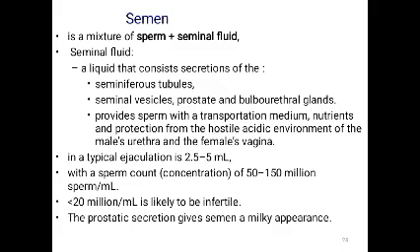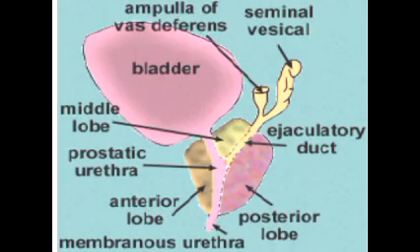The prostatic secretion gives semen a milky appearance. This is a diagram: ampulla of vas deferens, seminal vesicles, bladder, middle lobe, ejaculatory duct, prostatic urethra, anterior lobe, posterior lobe, membranous urethra.